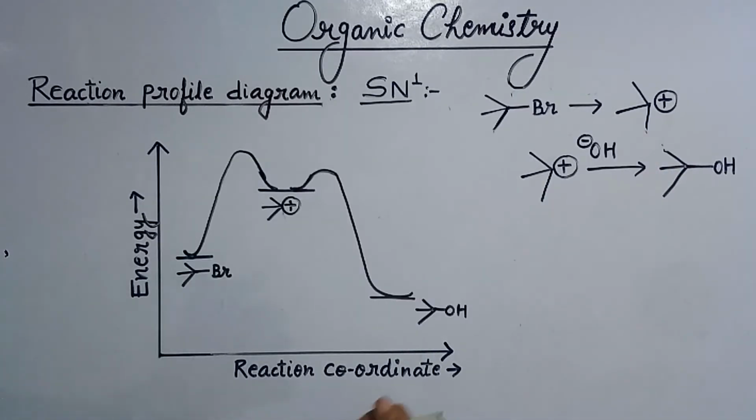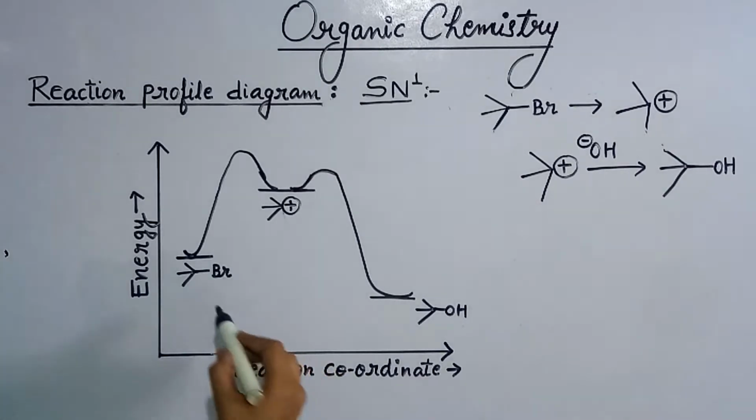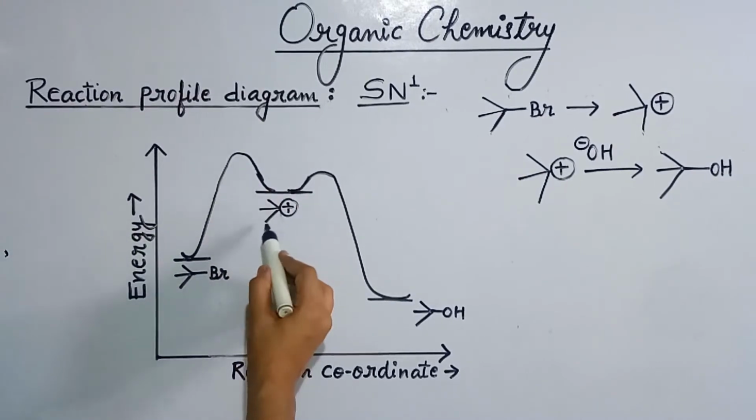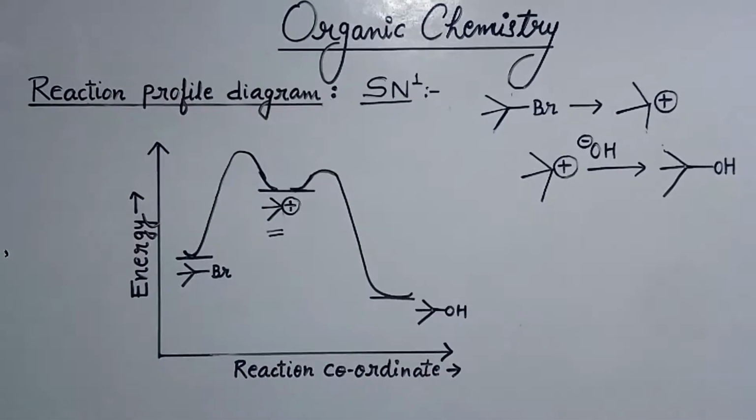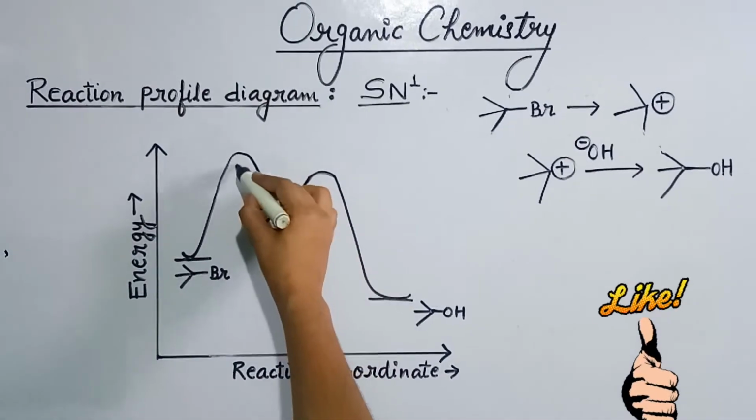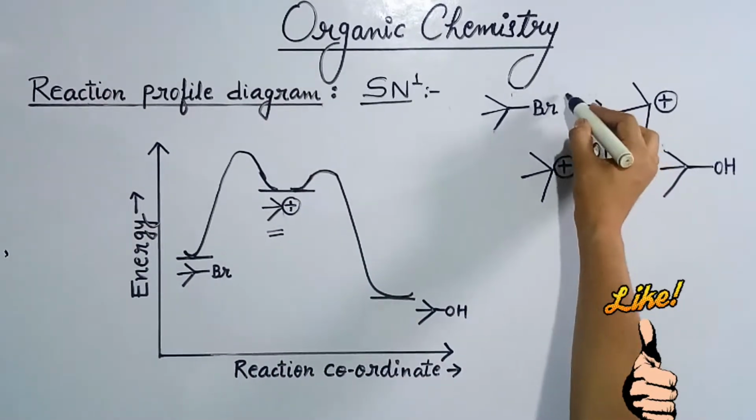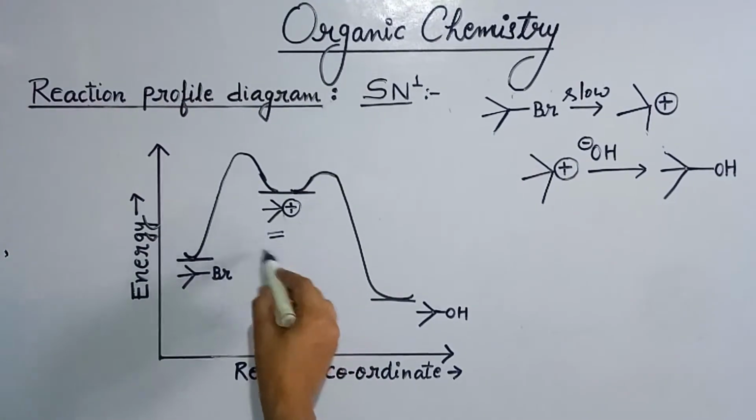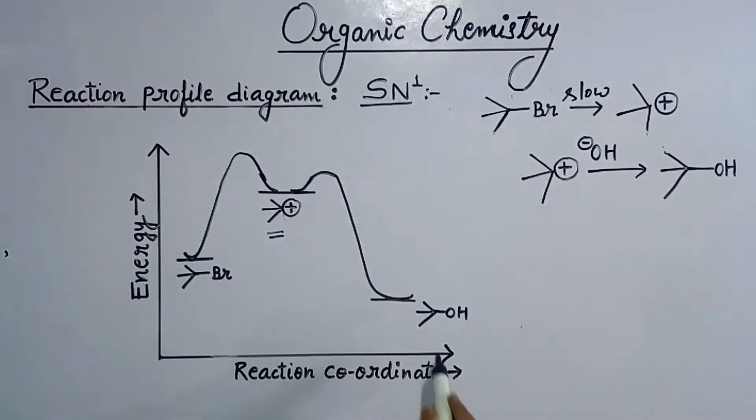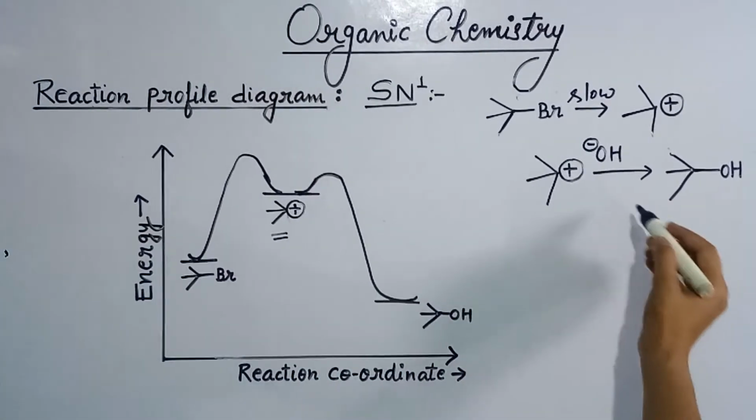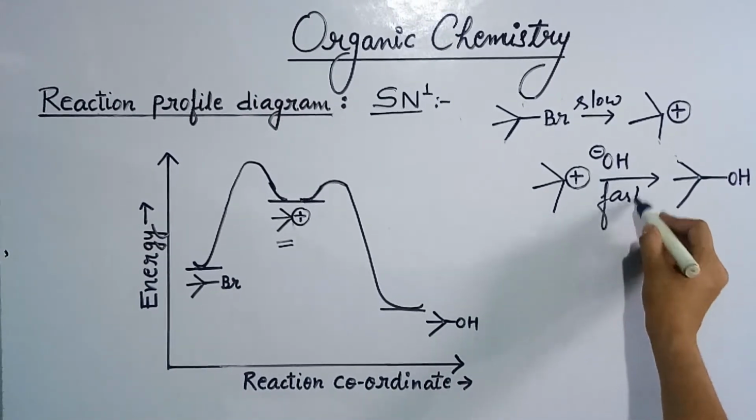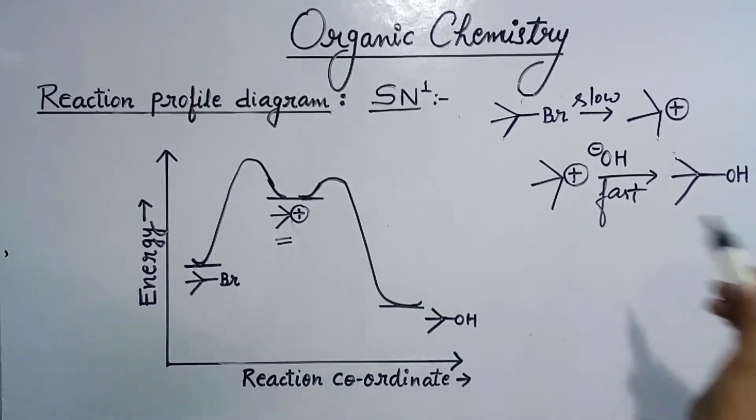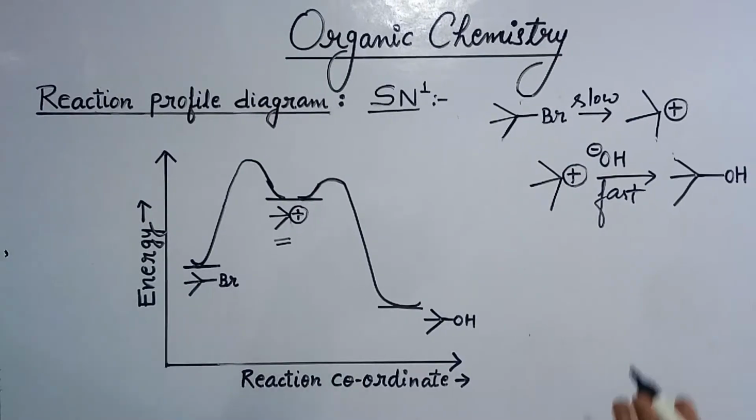Here is the reaction profile diagram. You can see this is the reactant and it will undergo a highly energetic process and form a carbocation. Because this is highly energetic, the step is going to be slow. And after that, the carbocation will follow this pathway and form the product. And this is going to be very fast. Why is this fast? Because the reaction is going to be ionic, and you know ionic reactions are very fast.